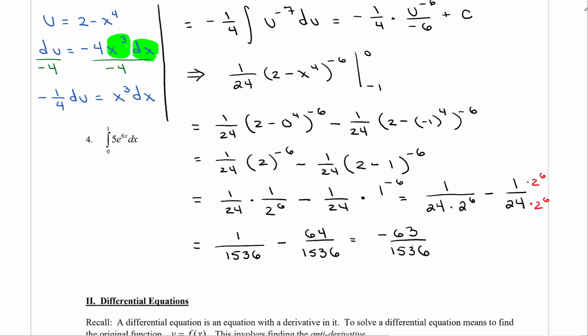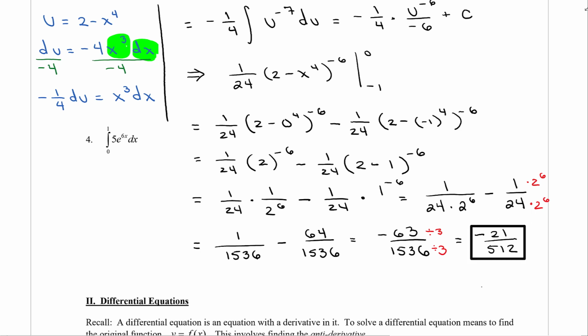1,536. Now, whenever you've got a fraction, you always have to make sure it's in simplest form. So we need to check to see if we have any common factors here between the numerator and denominator of this fraction. So it does look like 63 and 1,536 share a common factor. They share a common factor of 3. So we're going to divide the numerator and denominator by 3, and that's going to equal negative 21 over 512. We're going to box that answer in. That's going to be our final answer right there.